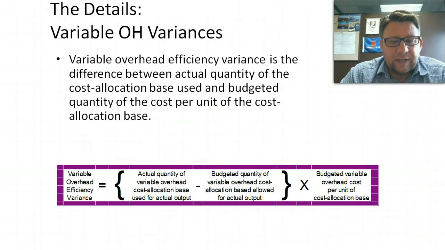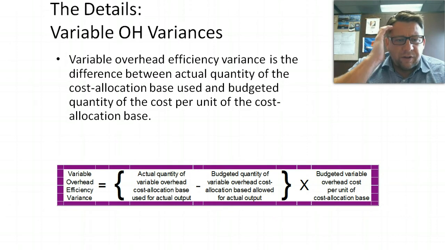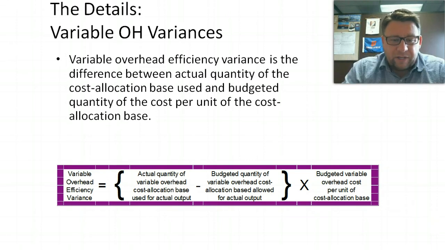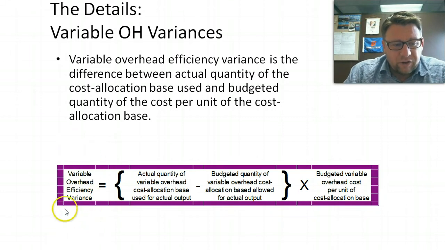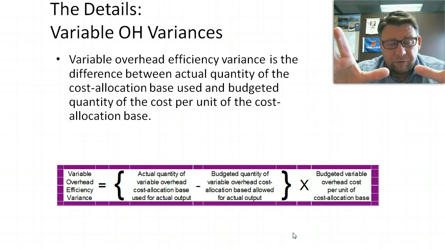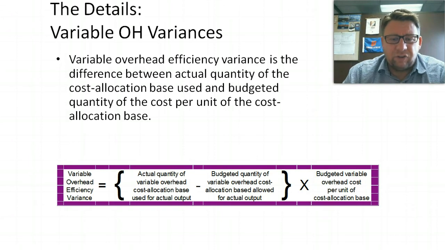So let's define how we arrive at those more refined, higher level variances. The variable overhead efficiency variance is the difference between the actual quantity of cost allocation base used and the budgeted quantity of the allocation base, times the budgeted cost per unit of the allocation base. So here's our efficiency variance. And remember, the underlying idea with variances is we're trying to hold one variable constant so we can see the effect of the change in the other variable.